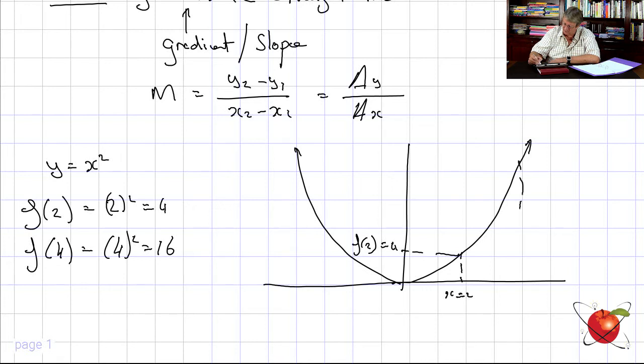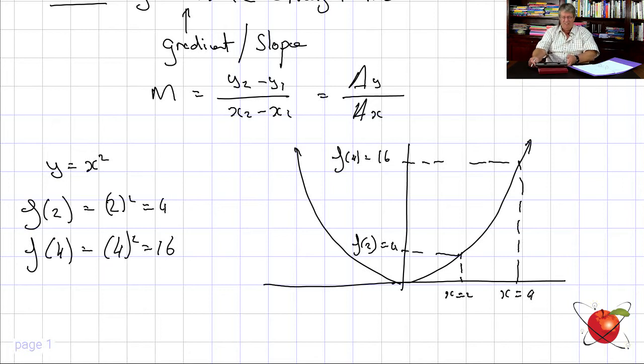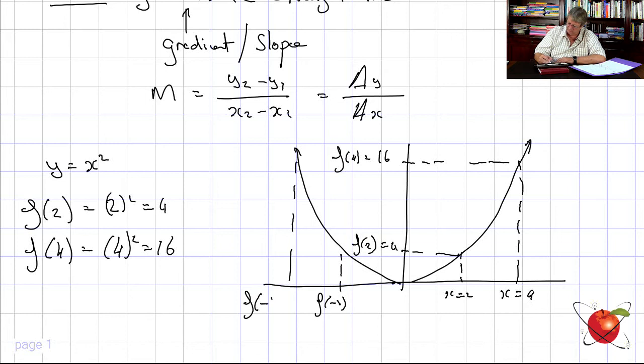And over here, I'm going to say that this is x equals 4. And I'm going to put there f of 4 equals 16. I think everybody's quite happy with that. I could also do f of the other side. I could do f of minus 2, f of minus 2, and f of minus 4.